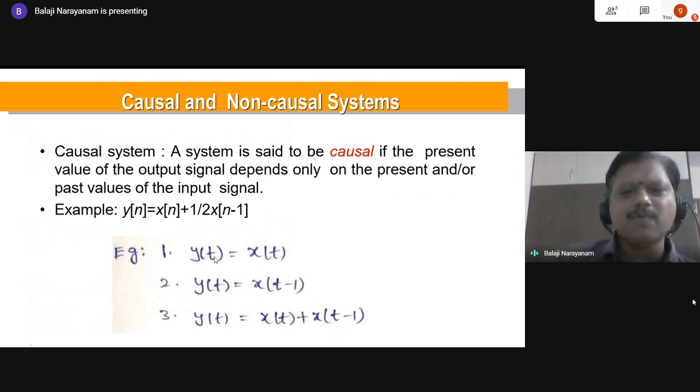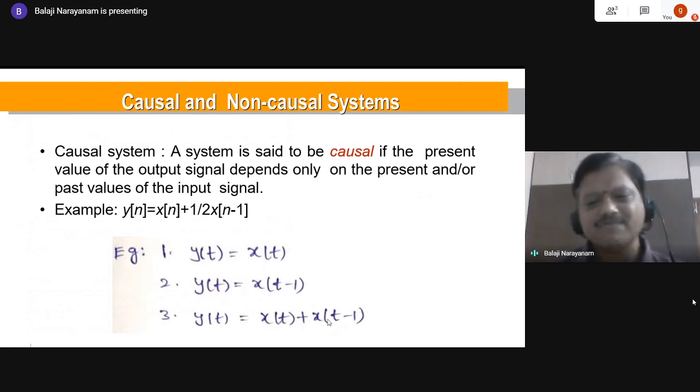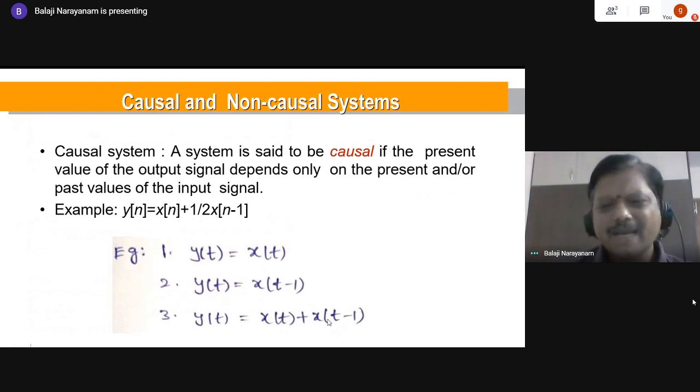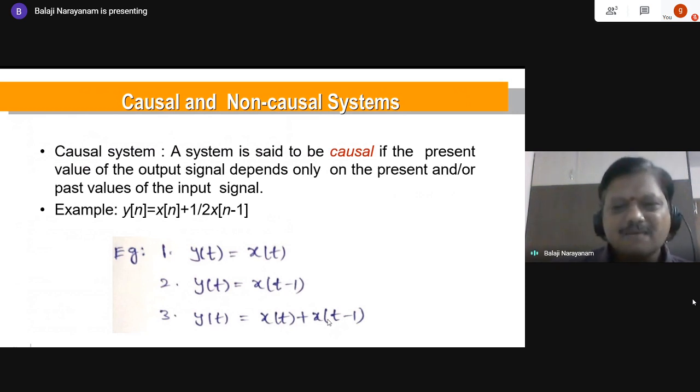Now let us take another example. y of t is equal to x of t. Now always your output y of t value will depend only on the present values. y of t is equal to x of t minus 1. That means here you observe that your output y of t depends on the past value. And now take the case of y of t is equal to x of t plus x of t minus 1. This is an example case where your output y of t depends on the present as well as the past values. The present value being x of t and the past value being x of t minus 1.